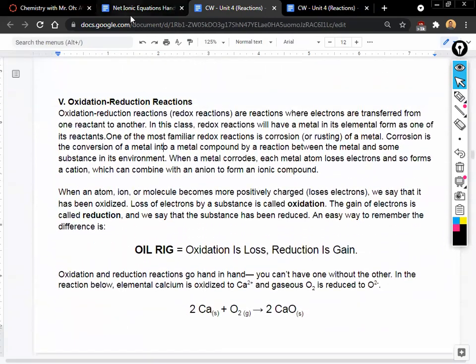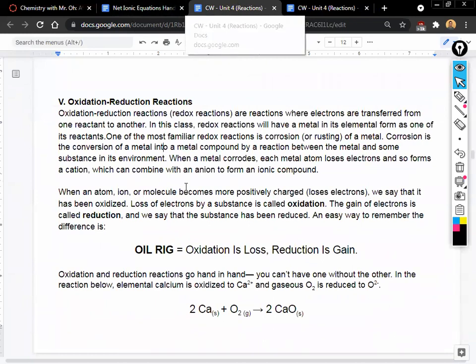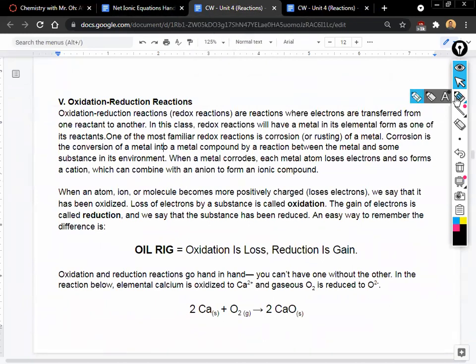Okay, but let's talk about oxidation reduction reactions. This section is going to be talking about special types of chemical reactions called oxidation reduction. The short way of saying it is redox. Again, chemists are really lazy. We don't want to say the whole word, so we just take red and ox. So redox reactions.